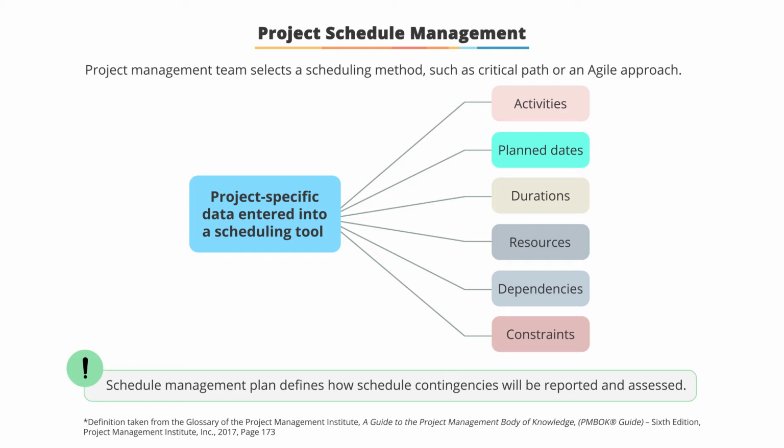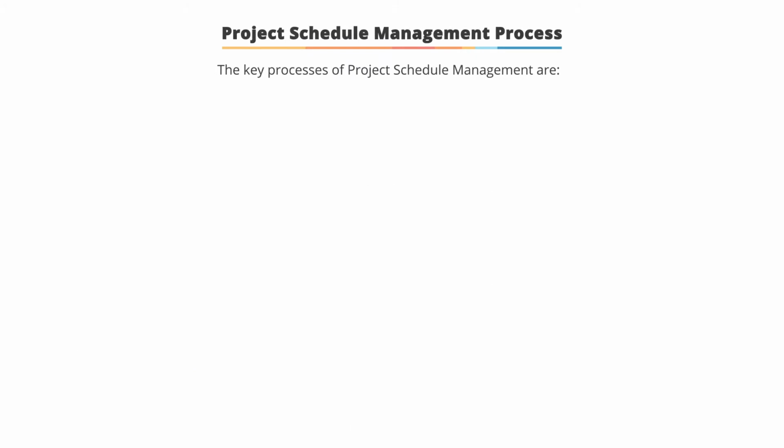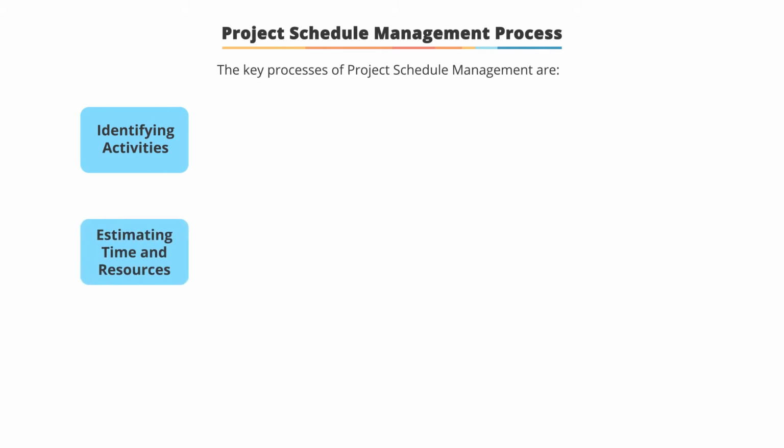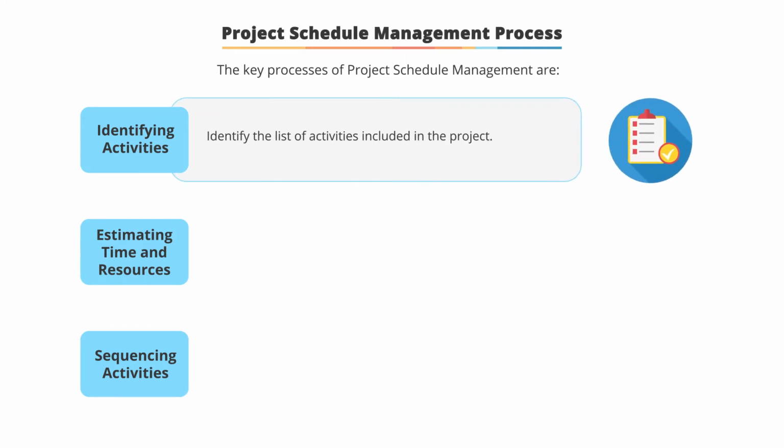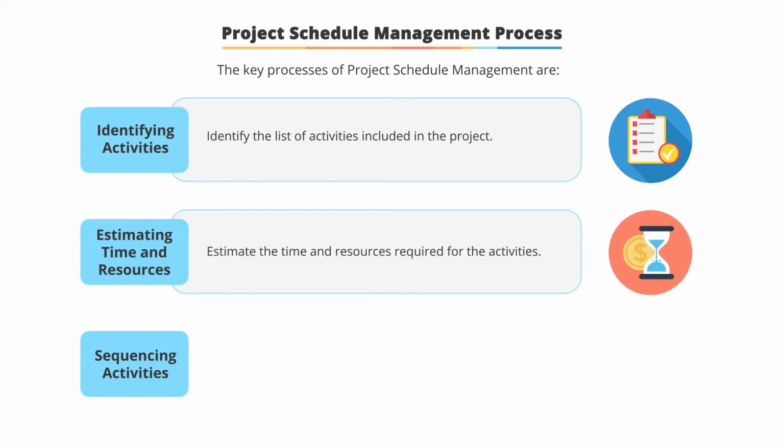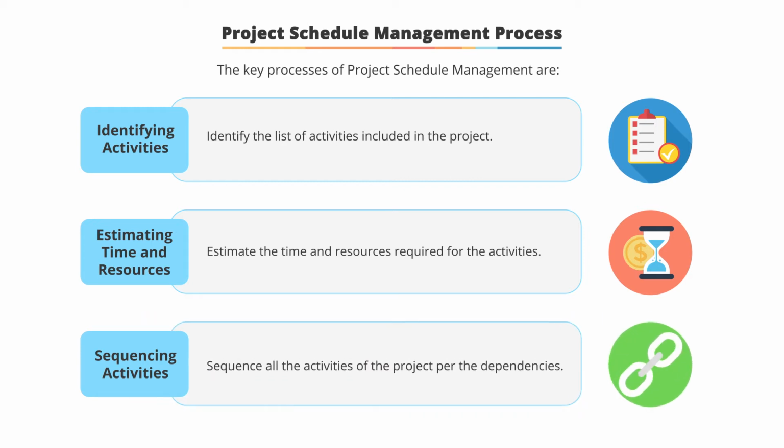Now let's discuss the key activities of project schedule management in the next screen. The key activities that are part of the project schedule management process include identifying activities, estimating time and resources for those activities, and sequencing the activities. It's important to identify a list of activities that will be part of the project. Once that's been established, we need an estimation of the time and the resources required for completing the identified activities. Finally, these activities need to be sequenced as per the dependencies of the project.